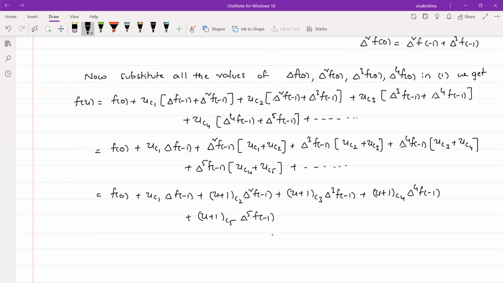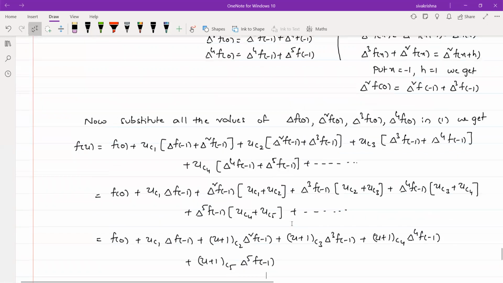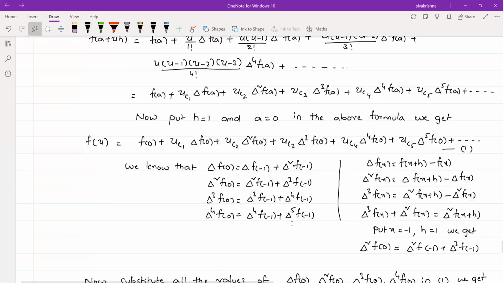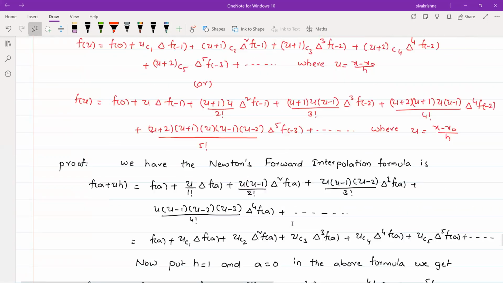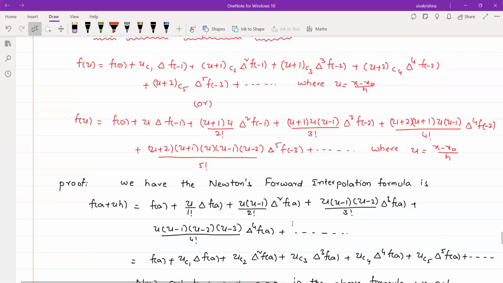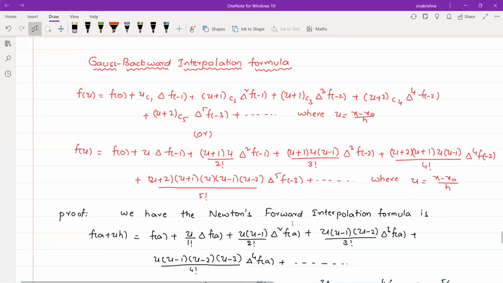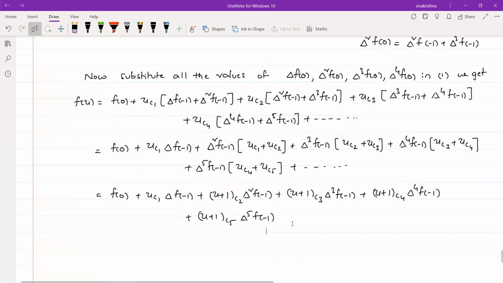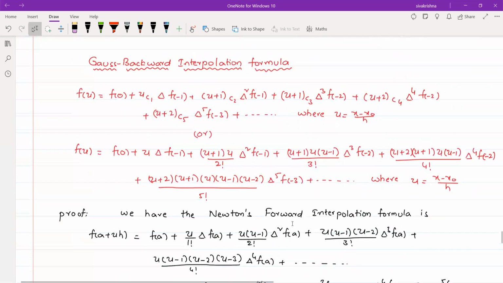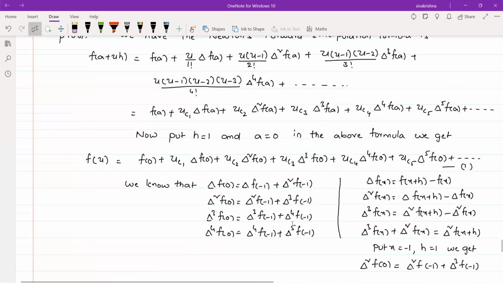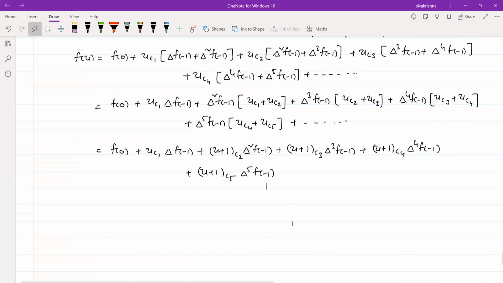Okay, so now coming to our Gauss backward formula, once again we are going to check the first term. The first term is f of 0, the second term is uC1 into delta f of minus 1, and the third term is (u+1)C2 into delta square f of minus 1. After that, the fourth term in the Gauss backward formula is (u+1)C3 into delta cube f of minus 2. Here in the fourth term we are having (u+1)C3 into delta cube f of minus 1.